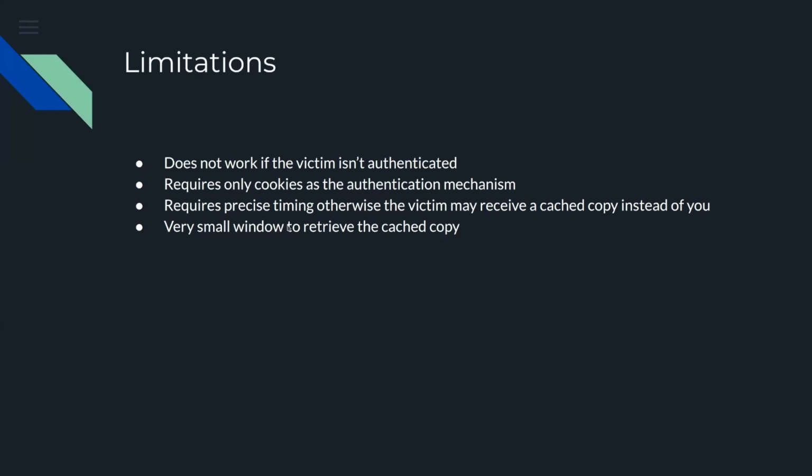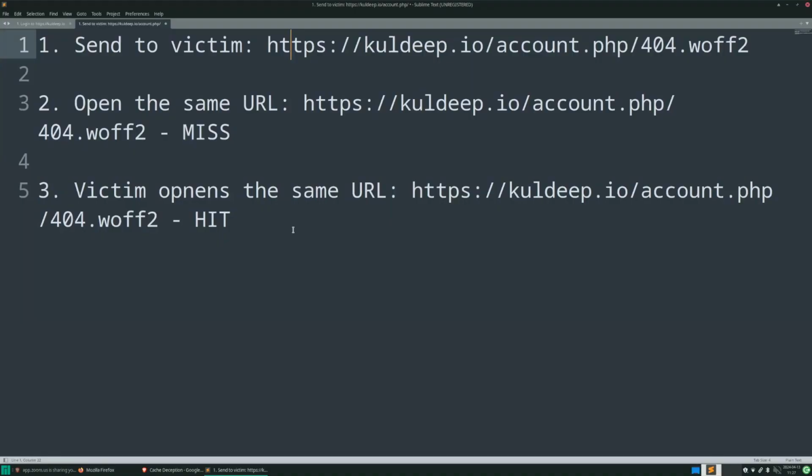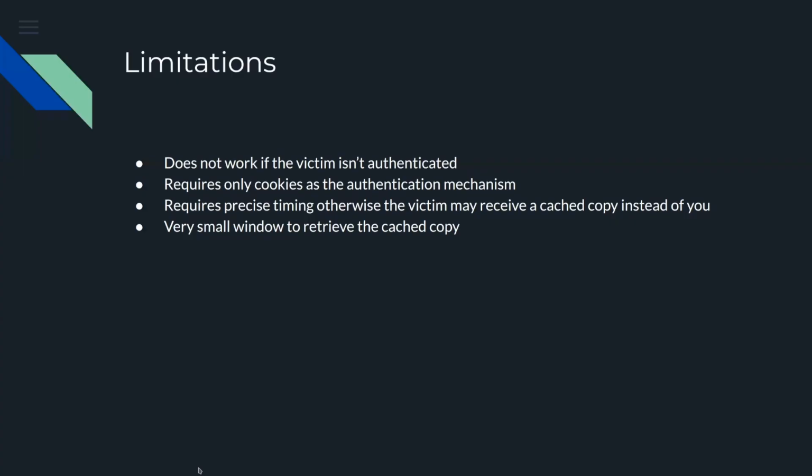And the last limitation is a very small window to execute the attack, because sometimes this cached copy only stays for a few seconds, and then the cache gets invalidated. So even if the victim's response has been cached, there might not be enough time for us to retrieve the cached copy. Or when we try to retrieve it, the response may already be invalidated. So there is a very small window to retrieve the cached copy.